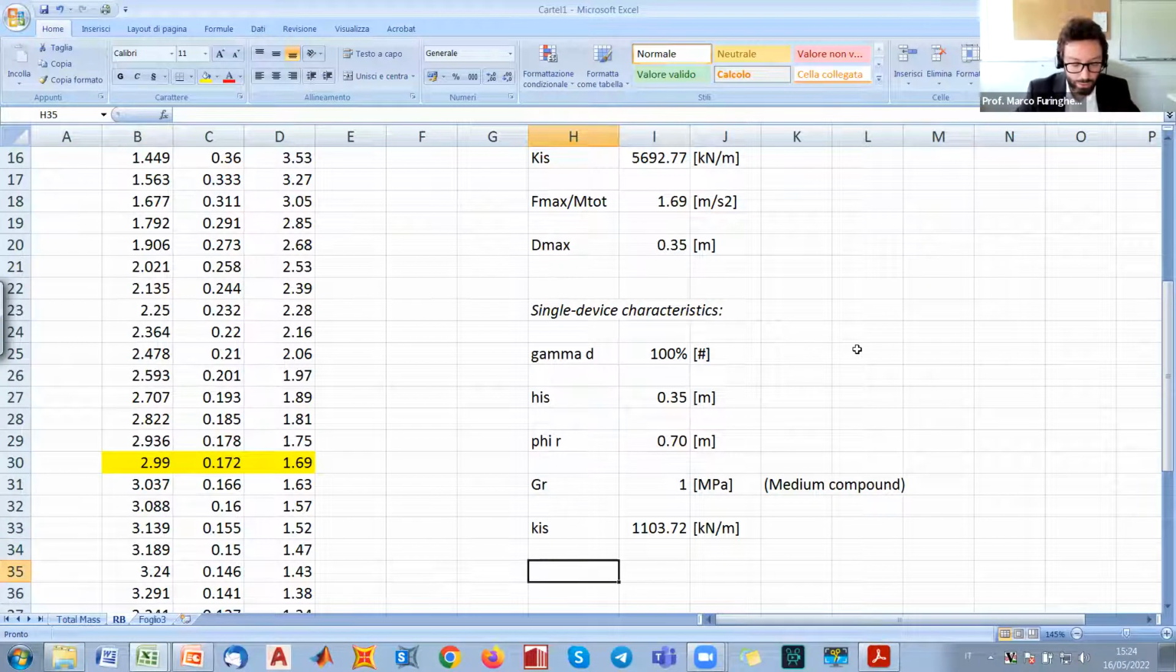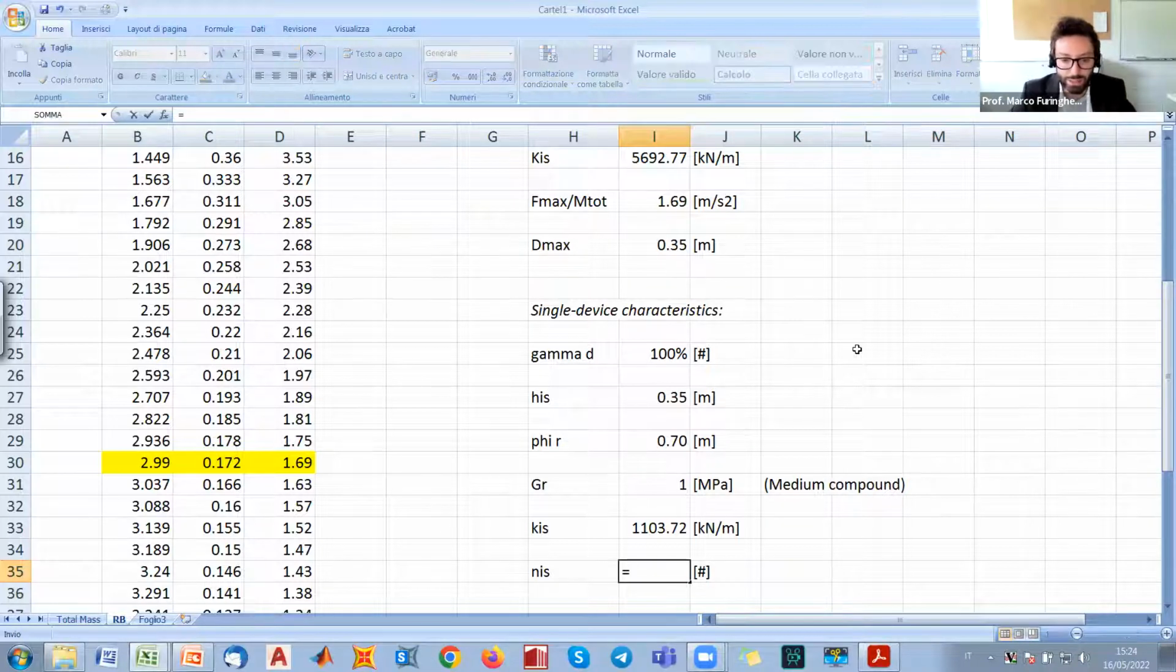So now we are ready to compute the number of isolation devices, which is just a pure number, and this is equal to the K isolation global, capital K, divided by small k. Okay, so let's do something like this. We can round that number also, but just compute the numerical value, and then we will do some reasoning.